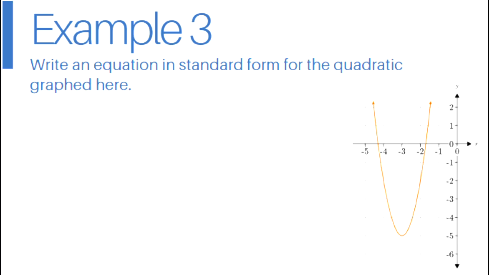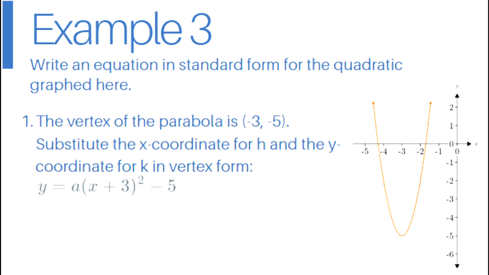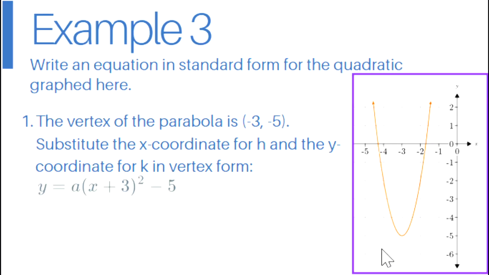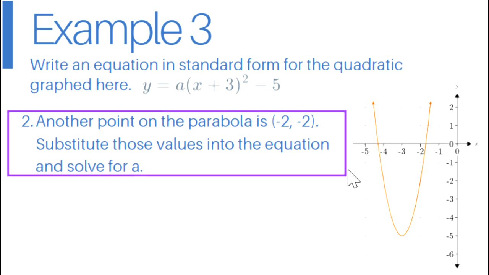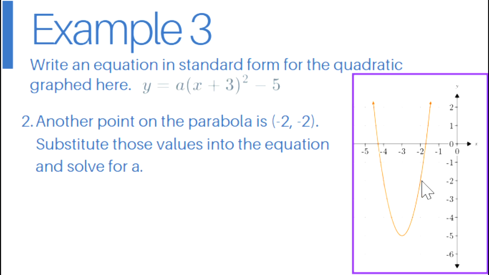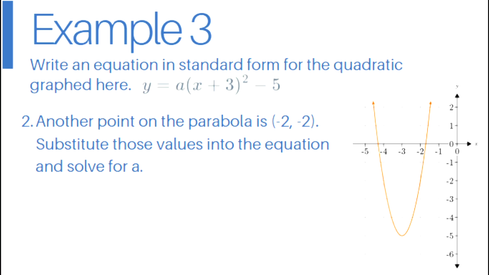Okay. Example number 3. Write an equation in standard form for the quadratic graphed here. We'll go through this together. First, find the vertex, which is (-3, -5). Substitute the x-coordinate for h and the y-coordinate for k in vertex form, and that's going to give you y is equal to a times (x plus 3) squared minus 5. Next, another point on the parabola is (-2, -2). You can see it right there. Substitute those values into the equation to solve for a.